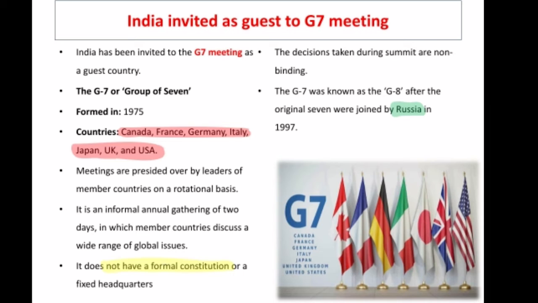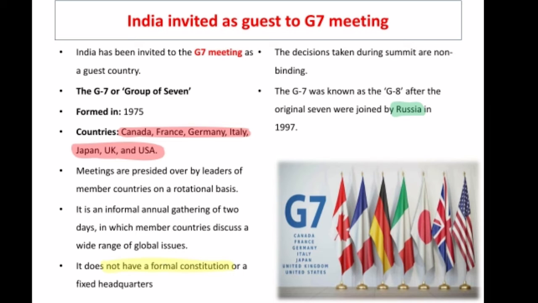The global leaders of these countries participate in this meeting and take decisions. It is an informal annual gathering of 2 days in which member countries discuss a wide range of global issues. It is an informal meeting because it does not have a formal constitution. There is no fixed headquarters for the G7 meeting. The decisions taken during the summit are non-binding.